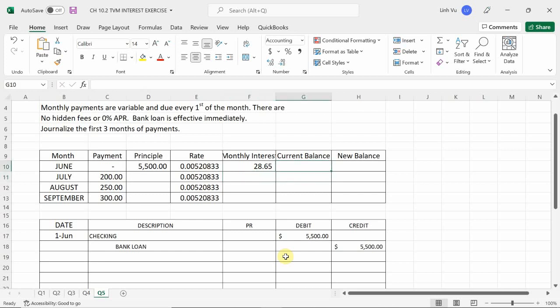So that means your current balance is going to change, right? Because now you need to send the bill including the interest. So that means my current bill is going to be 5,500 plus my $28, and this is going to be your current balance in here. So in this case, you don't need your new balance there.